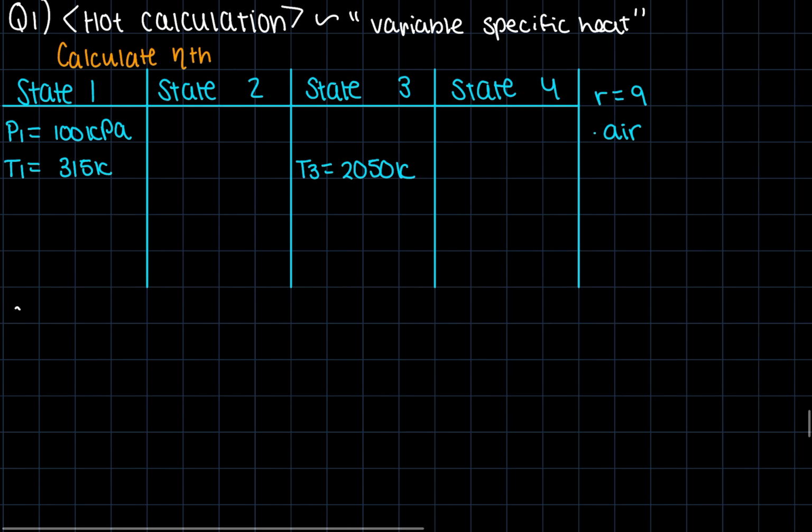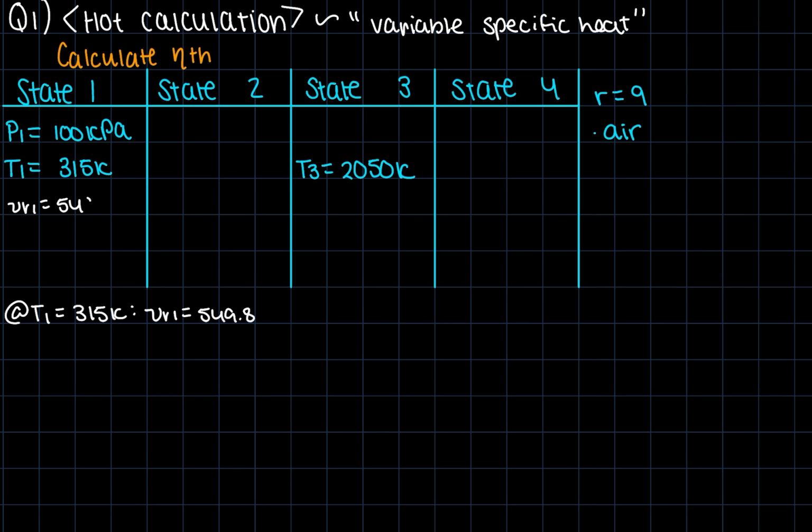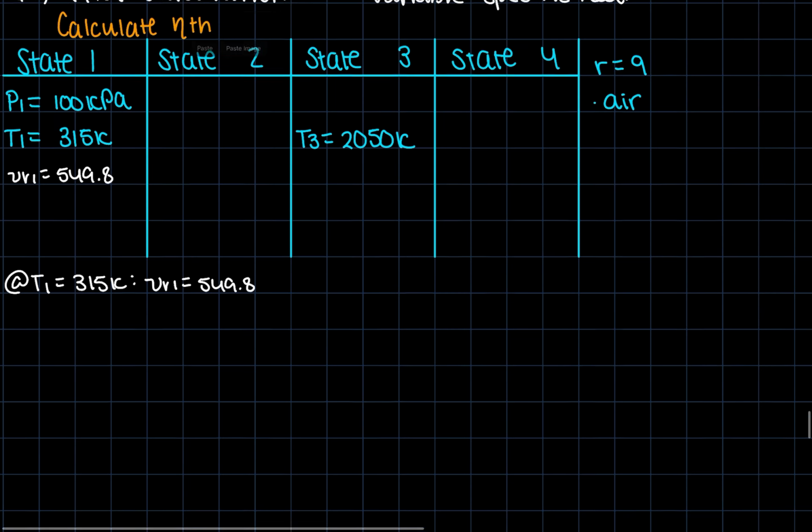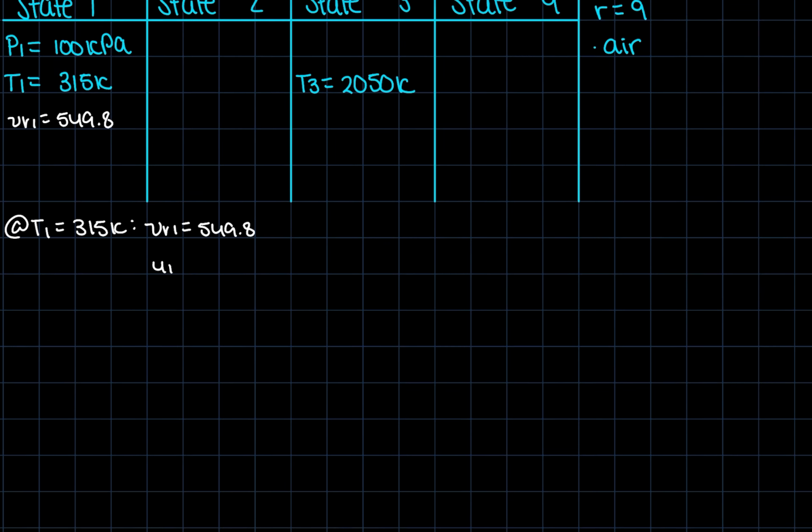So to begin, at temperature 1, which is 315 Kelvin, we can see that the VR1 value is going to be 549.8. I like to keep everything in a table just because it helps to keep track of all your numbers. And we're also going to be finding the U1 value.